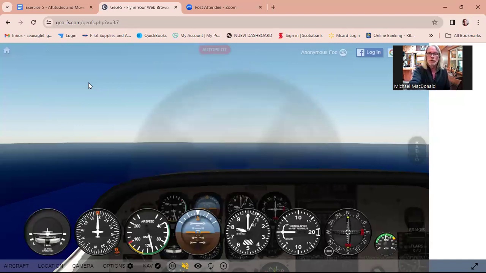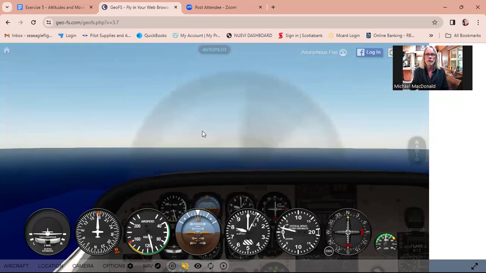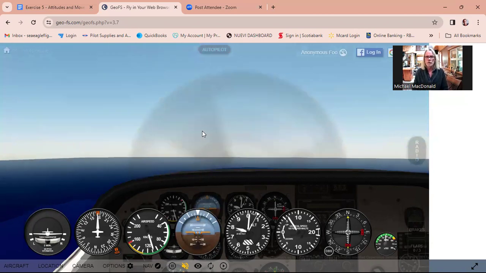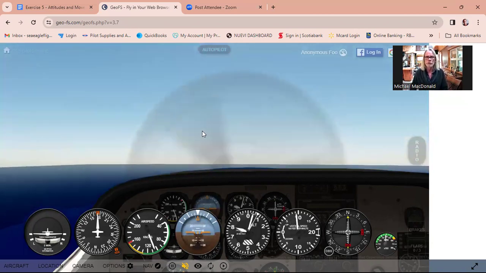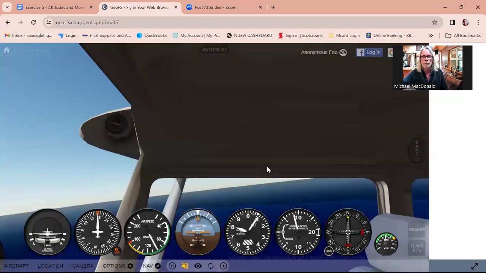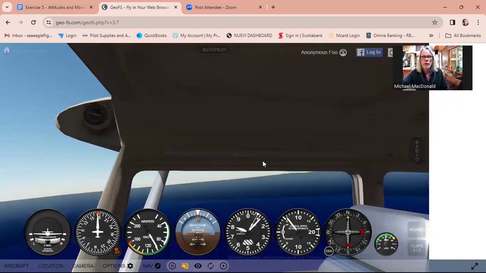And watch the horizon. Just watch the horizon right here when I pitch the aircraft up. And there you go. The horizon is moving down in the window. Okay? And if you look to the right, you can see the opening angle right here from the wing.